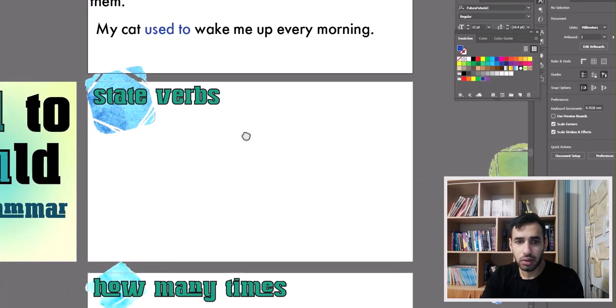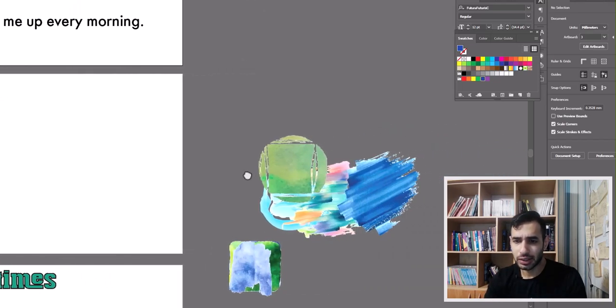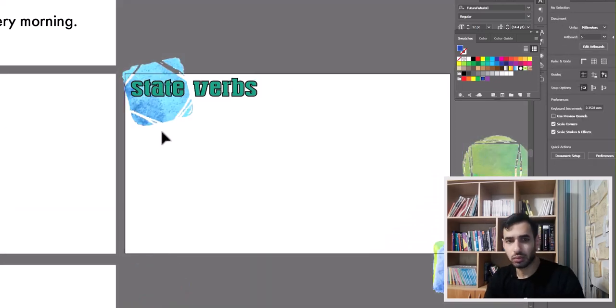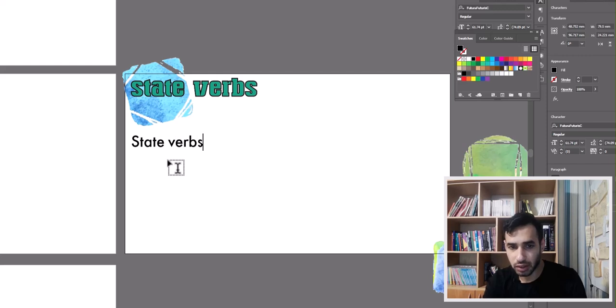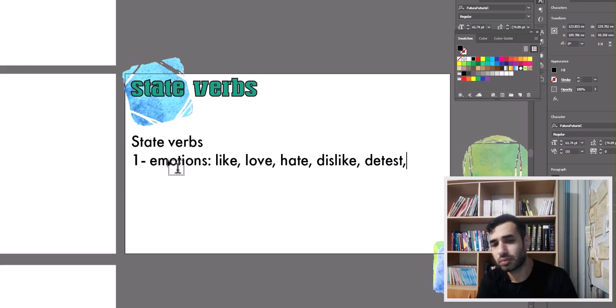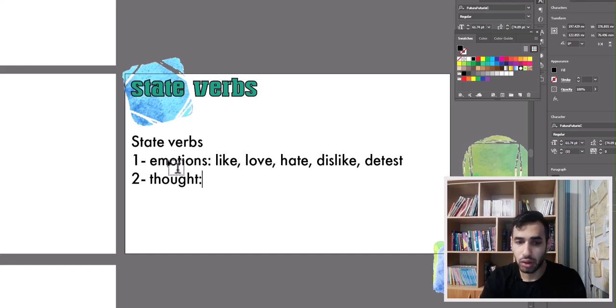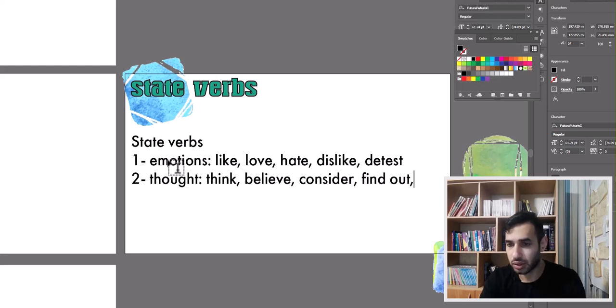Good. Now, state verbs. We don't use would with state verbs. But do you remember what kind of verbs were state verbs? Well, let's create something here. State verbs are verbs that talk about emotions like, for example, like, love, hate, dislike, detest. And the second group of state verbs are thought verbs, talking about thoughts like think, believe, consider, find out, realize.